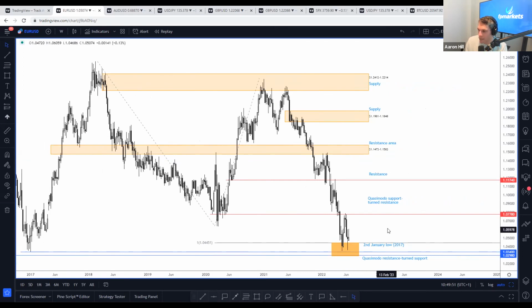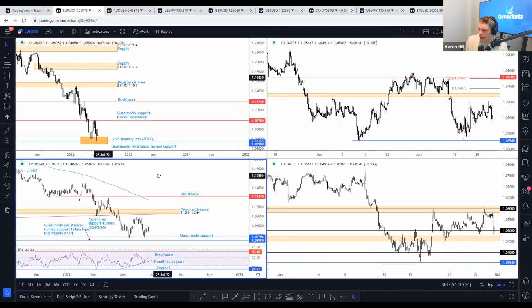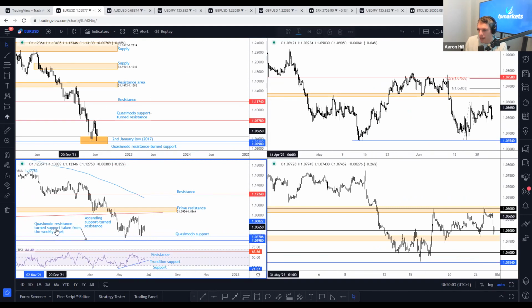But what I really liked about this area, 0.298, was it just really gave this area of Quasimodo support some backing, if you will. So I look for confluence on multiple time frames. And look, Quasimodo resistance turn support taken from the weekly chart at this point here, along with the Quasimodo support on the daily time frame at 0.371, that should be.